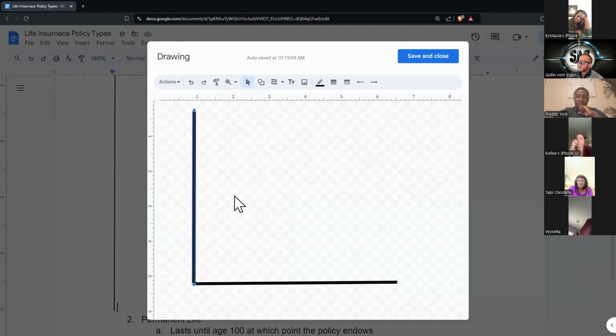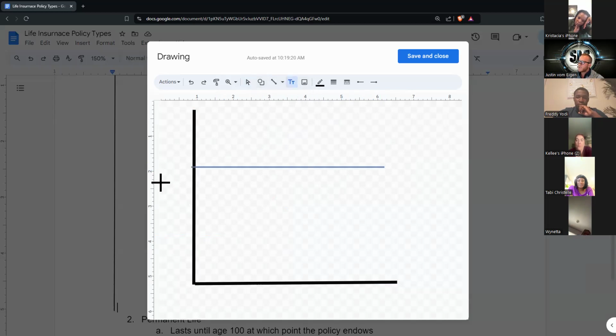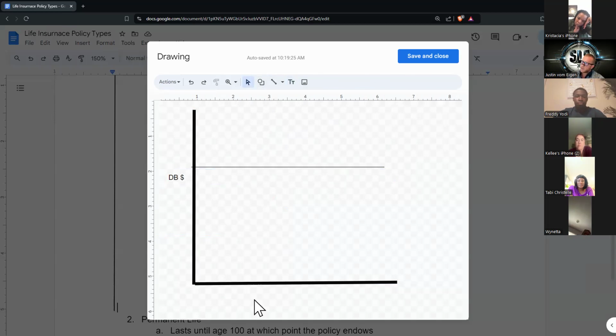Okay. So essentially how it works with a level term, the death benefit is the same. If this is death benefit, and this is years, in a level term the death benefit is the same throughout the entire duration of the policy. So say this marks year 20 right here, if it's a 20-year level term. Does that make sense to you guys?